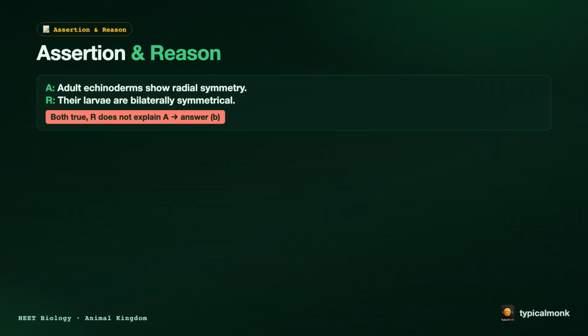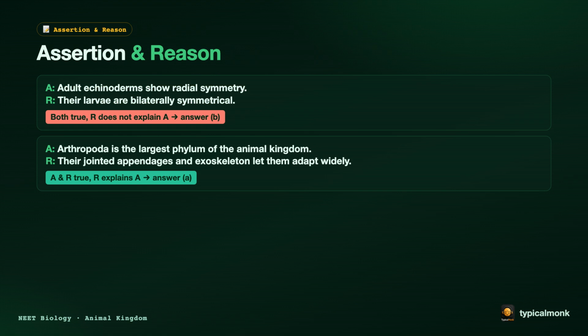Now the first drill, assertion and reason. Each time ask, is A true? Is R true? And does R explain A? First, A: adult echinoderms show radial symmetry. R: their larvae are bilaterally symmetrical. Both are true, but R does not explain A, so the answer is B.